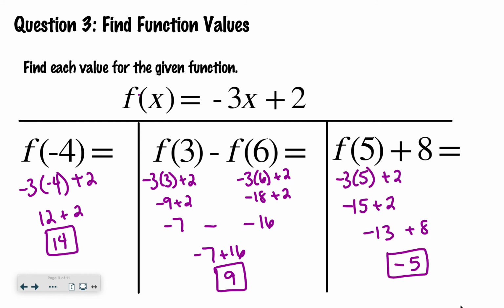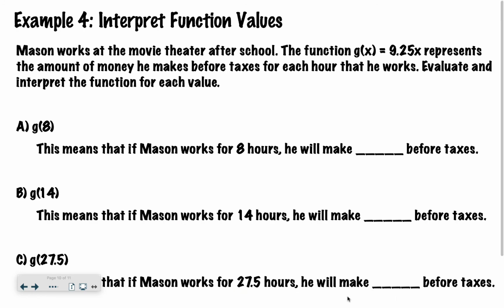All right, for this problem, hopefully you said negative 3 times 5 is negative 15, plus 2 is negative 13. Then you added 8 to that answer and you got negative 5. If you have questions, please be sure to reach out for some help. I'm happy to help you. Well, let's move on to the next example.